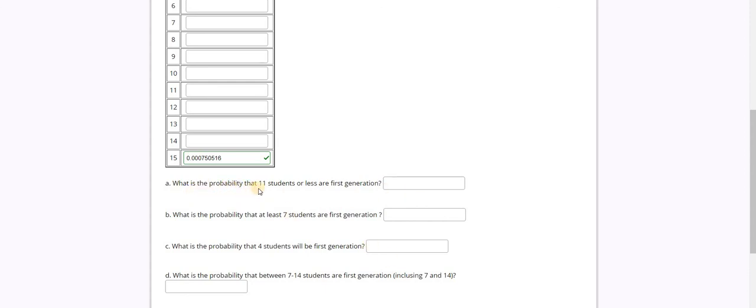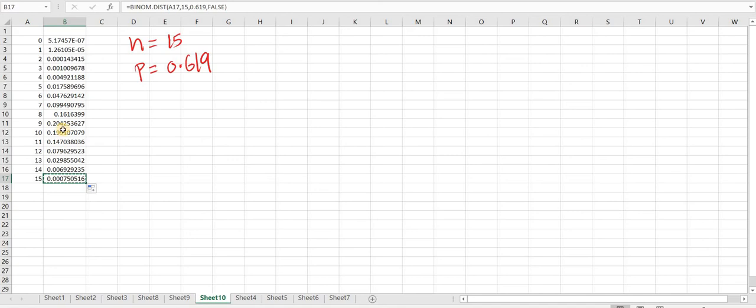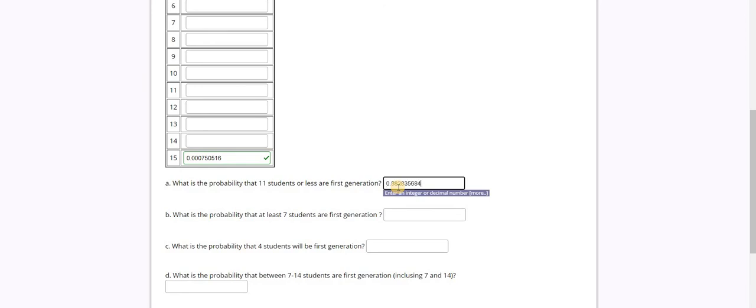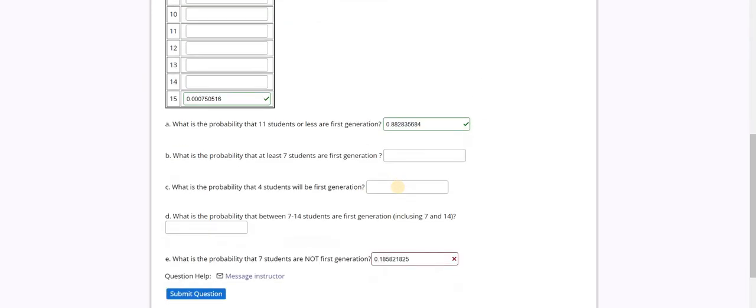What is the probability that 11 students or less are first-generation students? So 11 students or less, that means either 11 or 10 or 9 or 8 or 7, 6, 5, 4, 3, 2, 1, 0 students are first-generation students. And that means I'm going to add all of these up since I was saying or. So the sum of 11 and less. And that is going to be the answer. I'm going to copy that and paste it into my answer box. And the answer is right.